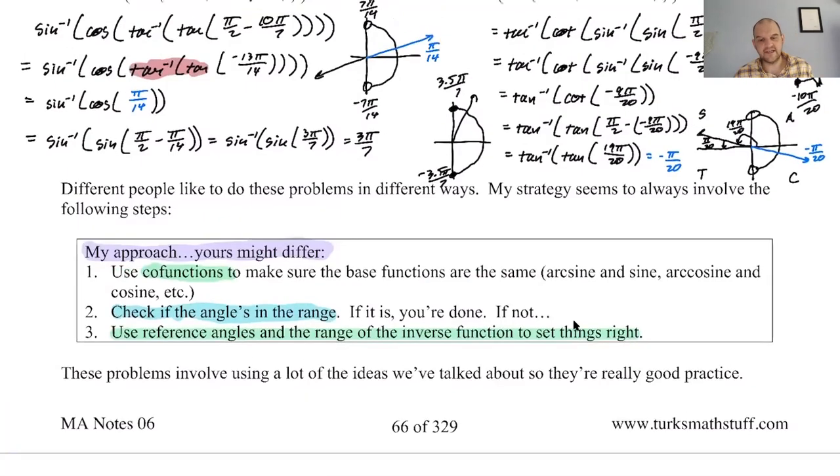So this is the method that I use. You're free to use whatever you want as long as it's working for you. These problems are great because they really make you think about cofunctions, reference angles, quadrants, all of your inverse functions. There's a lot to think about. Obviously I like those because I like to think about this stuff.